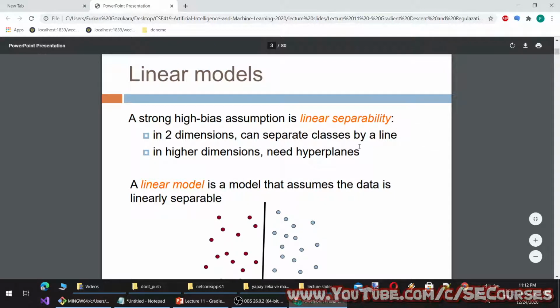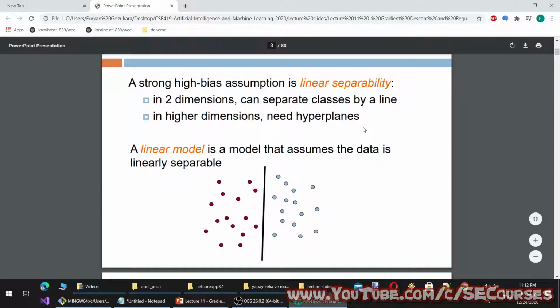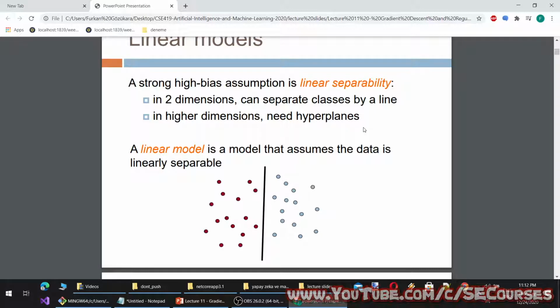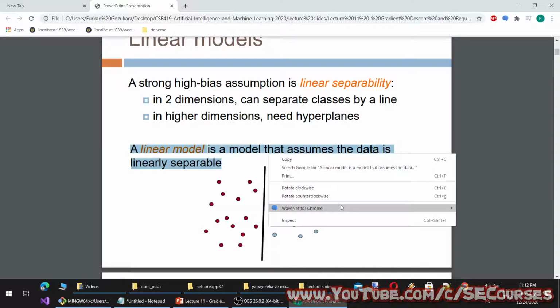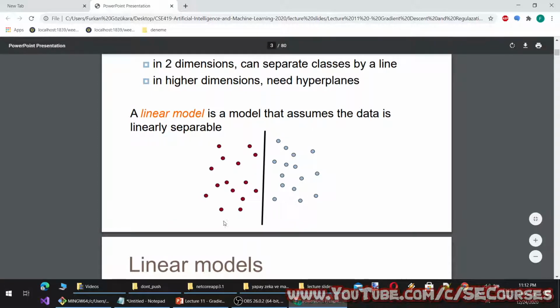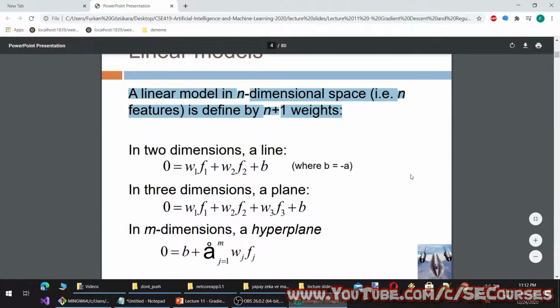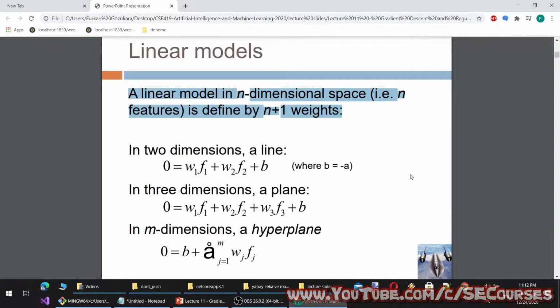Linear models. A strong high-bias assumption is linear separability: in two dimensions, we can separate classes by a line; in higher dimensions, we need hyperplanes. A linear model is a model that assumes the data is linearly separable. A linear model in n-dimensional space, i.e. n features, is defined by n plus 1 weights. So if we have n features, our model is in n-dimensional space, and we have n plus 1 weights.